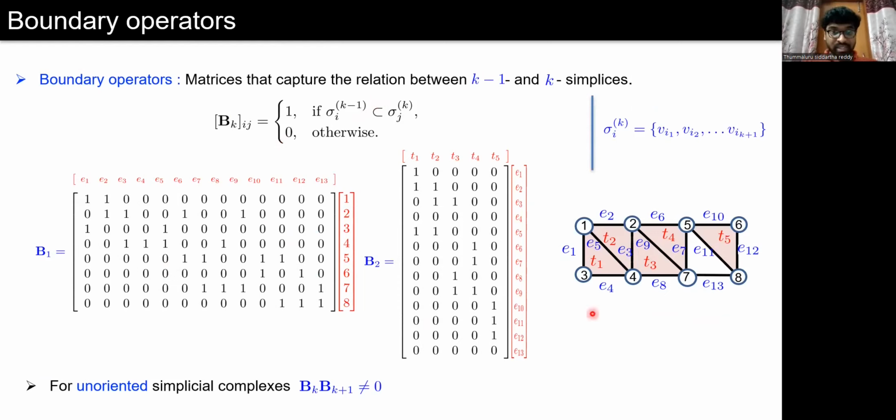For instance, for a simplicial complex of order 2 shown here, the boundary matrix B1 captures the relationship between the edges and the nodes, and it has non-zero entries if the edge is incident on the node. And the boundary matrix B2 captures the relationship between the edges and the triangles, and it has non-zero entries if the triangle is incident on the edges. For an unoriented simplicial complex, the boundary of boundary map will not be equal to 0. In particular, Bk times Bk plus 1 will not be equal to 0.